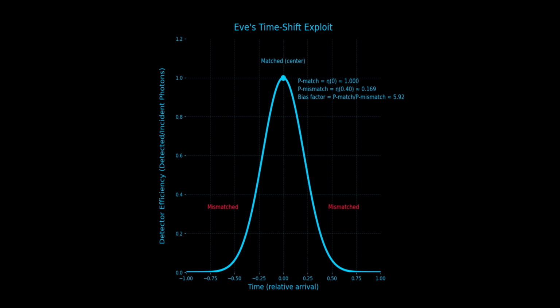From the receiver's perspective, the reduced detection of certain events appears indistinguishable from ordinary channel loss, making the attack extremely difficult to identify without explicitly monitoring arrival time statistics. This visualization therefore demonstrates not only the mechanics of the exploit, but also the vulnerability created when real detector behavior diverges from the idealized model assumed in many security proofs.